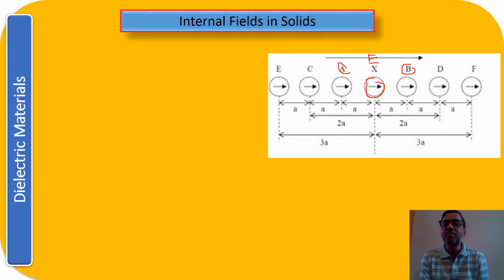Similarly, we can say because of C and D, and again because of E and F, and in this way we will be getting a geometrically very large number of atoms, which are going to put their influence on the atom X. So what is the total influence on the atom X due to all these atoms? This is what we are going to find out. So here the interatomic distance that we are taking is equal to a.